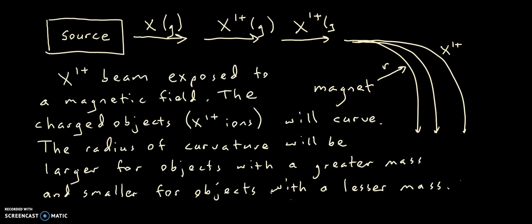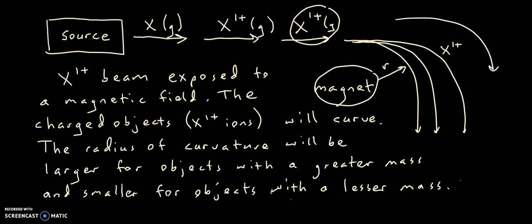So to repeat, the X1 plus ions are exposed to a magnetic field. This causes the beam of charged ions to curve. Because the isotopes have different masses, the radius of curvature will be different for the different massed isotopes. Heavier masses have a larger radius of curvature. Lighter objects have a lesser radius of curvature.